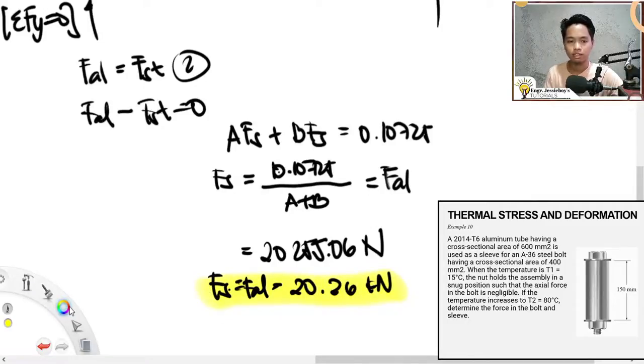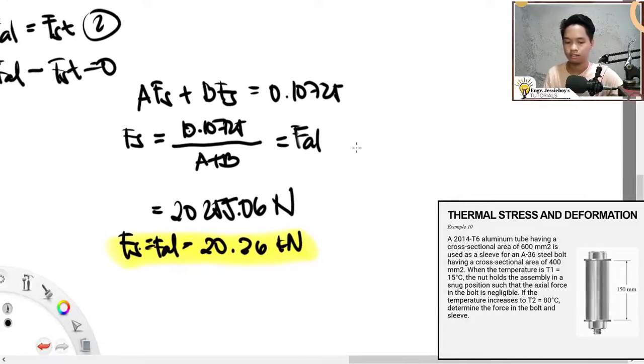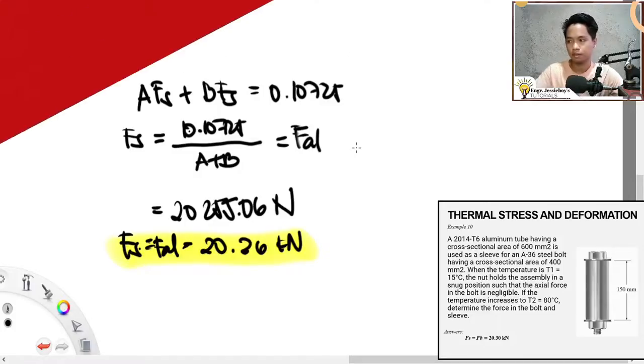Now let's check if we have the same answer. F_S is equal to B. Your steel should be equal to your aluminum, that is equal to 20.26 kilonewton. It is still the same. So therefore, our answer is correct.